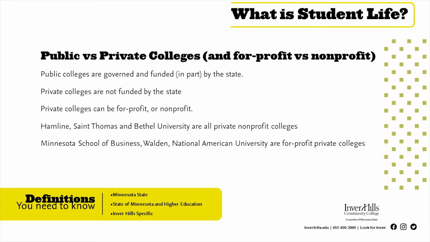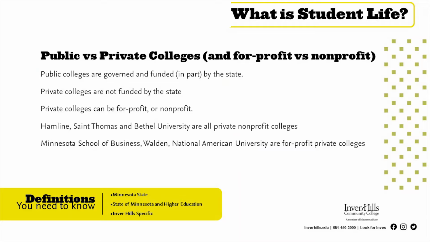Public colleges and universities are institutions of higher education that are regulated and funded by the state. Private colleges do not receive funding from the state. They typically have an endowment and foundations that help them to raise funds, and they often have much higher tuition rates. So public colleges are nonprofits. Private colleges can be for-profit or nonprofit, and that just has to do with what happens with funds.